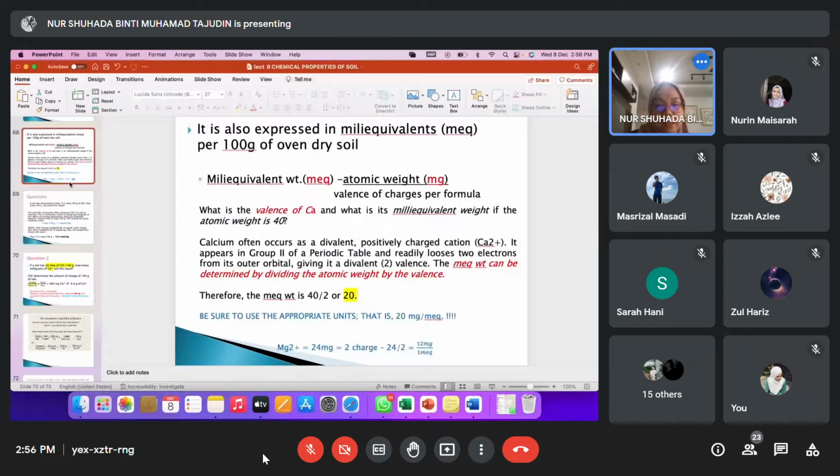sorry yang ni saya tulis in clear. Mg over 1 MEQ. Yang macam ni tak nampak sangat kan bila tulis kan? Kalau macam ni jelas kan? Meaning that 1 MEQ of soil, it bring 20 mg here. Okay, so 1 MEQ of soil kita tahu dia bring 20 mg.